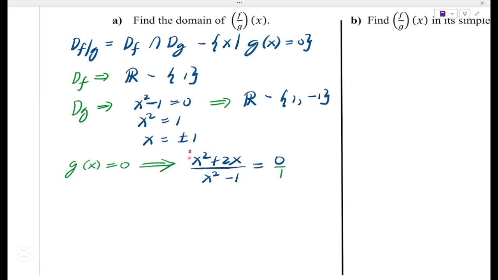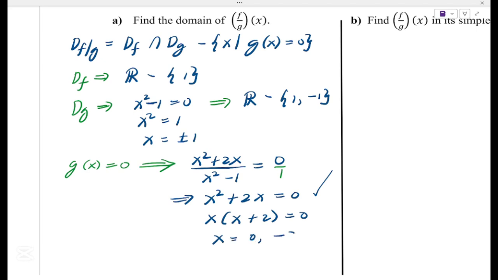Or you can analyze that this fraction is 0 only if this numerator is 0, because as we know, the denominator cannot be 0. So if you solve this, it is enough to solve that x squared plus 2x is equal to 0. And solving this kind of quadratic equation, you factor out the x to get these factors, and then x is equal to 0 and minus 2. Take note, we have to remove all the x values that make g of x equal to 0. And what are those? 0 and minus 2. So we also have to remove this.